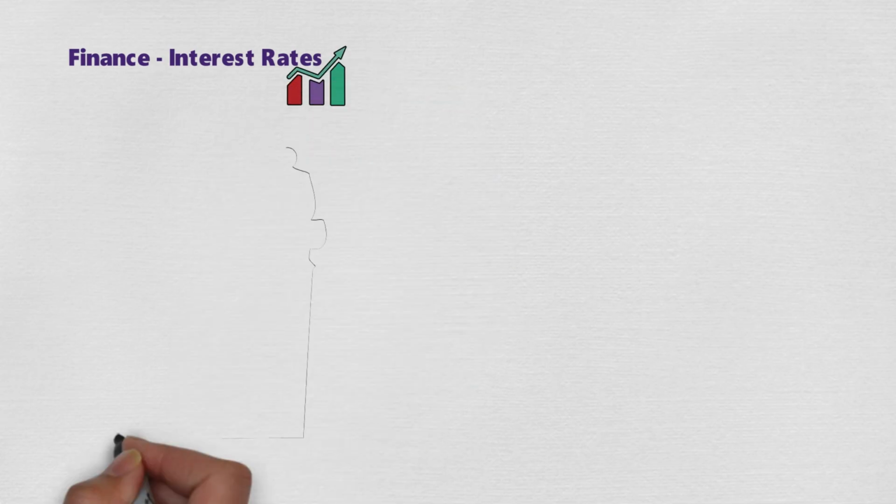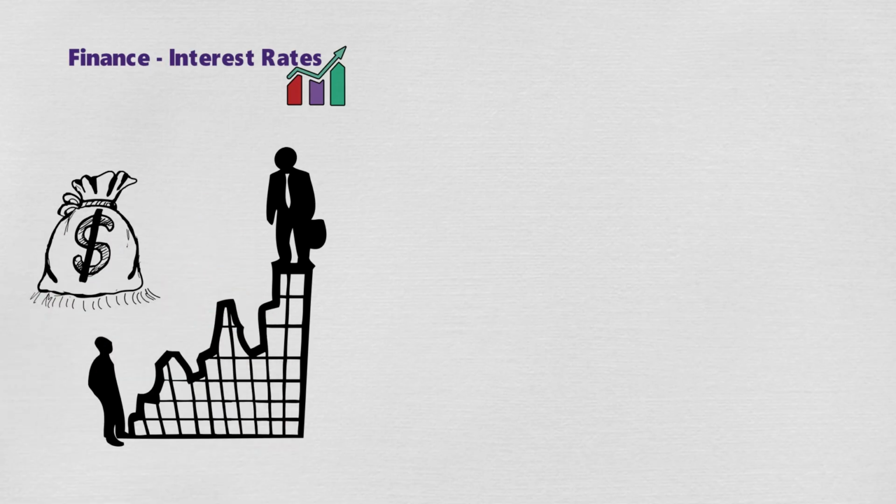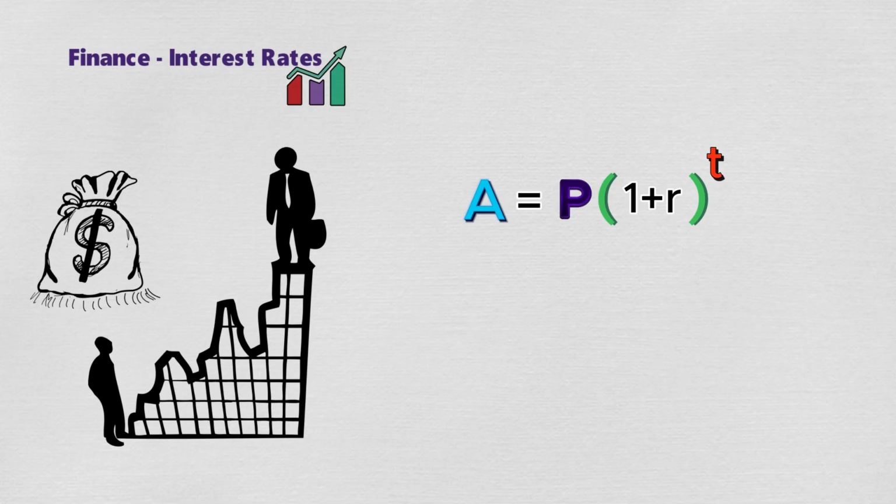Finance, interest rates. In finance, the formula for compound interest can involve radical equations. For example, if you want to find out how long it will take for an investment to double at a certain interest rate, you can use the formula A equals P times (1 plus r) to the power t, where A is the amount of money accumulated after n years, including interest, P is the principal amount, the initial amount of money, r is the annual interest rate, and t is the time in years. If you rearrange this to solve for t, you may end up with a radical equation depending on the specific scenario.